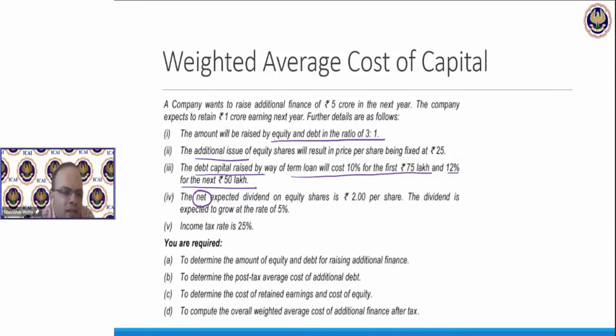So question A is to determine the amount of debt and equity for raising additional finance. Now that is your question, guys. You need to tell me what is the amount of equity and debt you will have to raise. So what is the requirement here? 5 crores, right? How much of the debt, how much would be the equity for raising the additional finance?